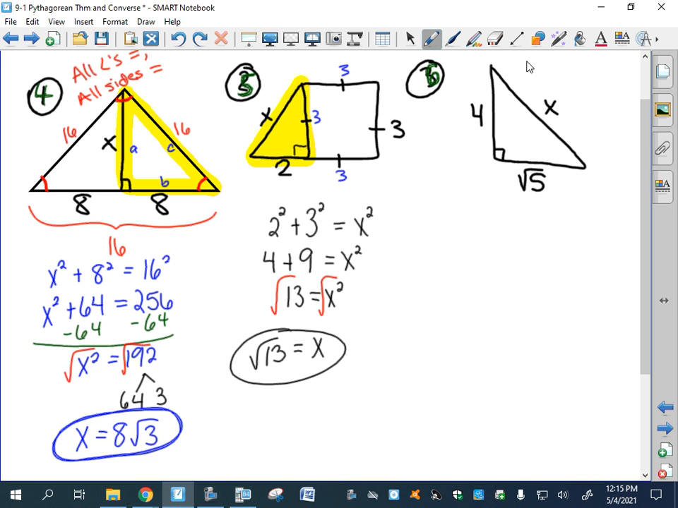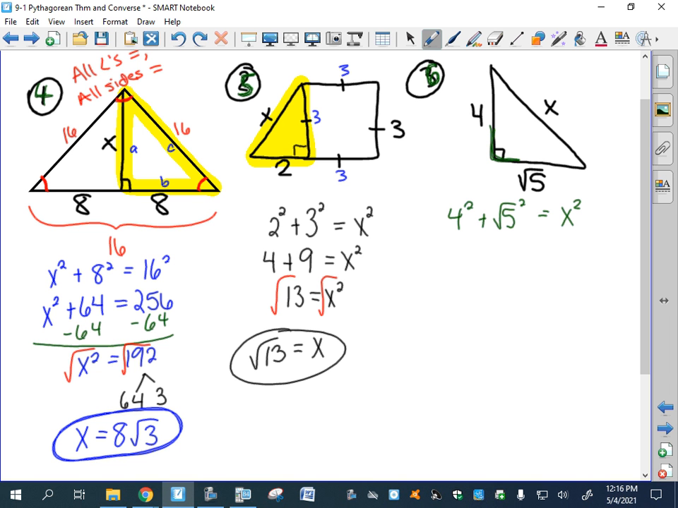All right, let's go ahead and go through Pythagorean theorem on the next one. It's already set up with the right triangle. Here's our A and B makes up the right angle. So 4 squared plus square root 5 squared equals x squared.